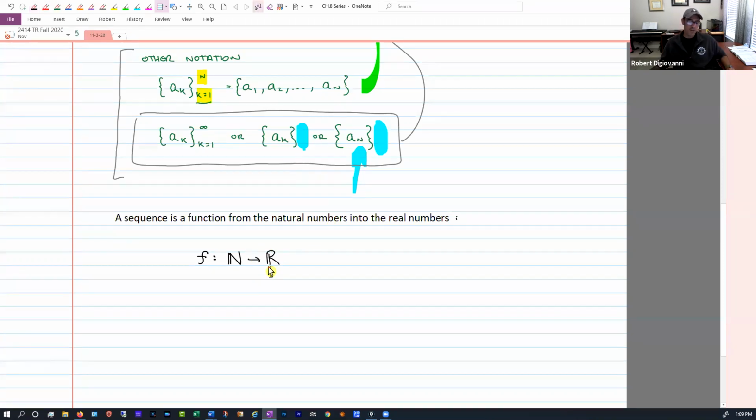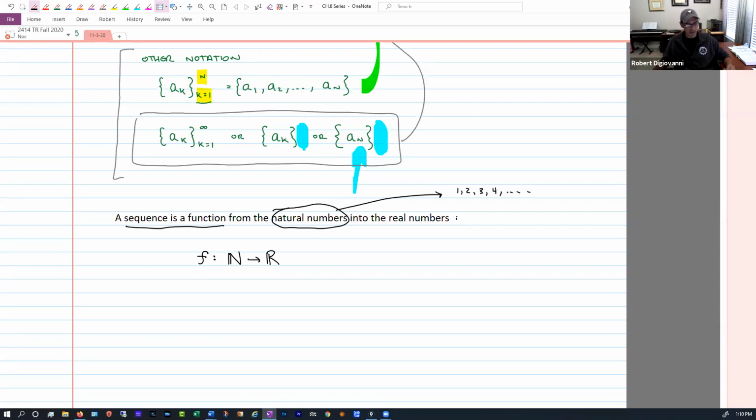Now, y'all have seen this double struck R for the real numbers, right? But the double struck N is what we use for the natural numbers. Now, what are the natural numbers? The natural numbers are the numbers 1, 2, 3, 4. Okay, all your counting numbers. So I'm telling you that a sequence is a function that takes in a natural number and spits out a real number.